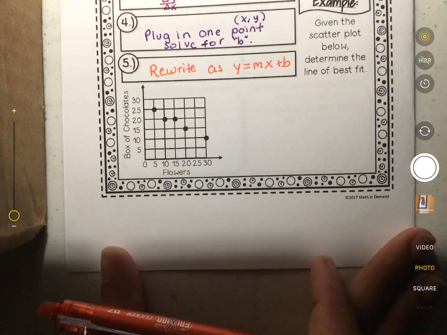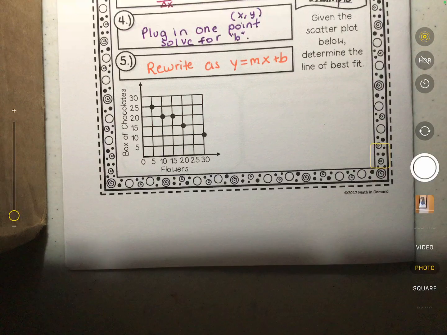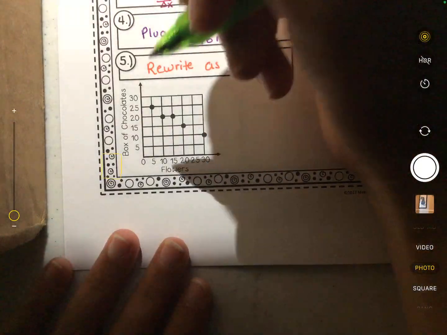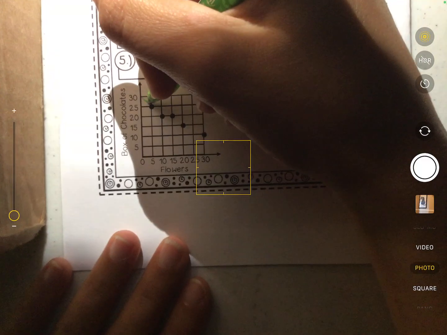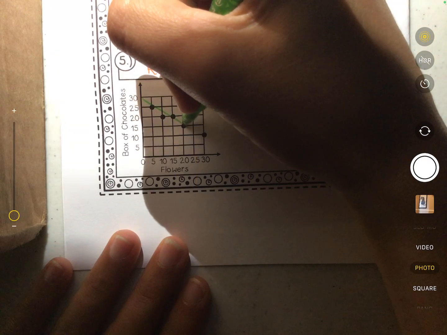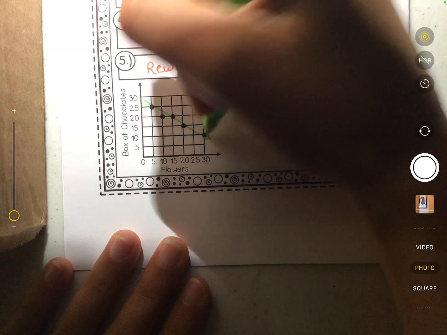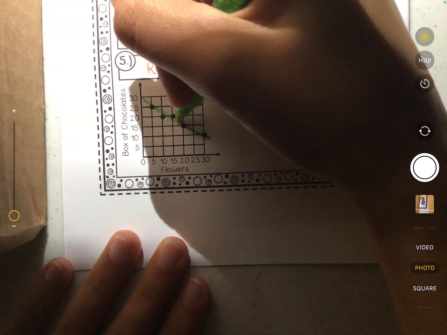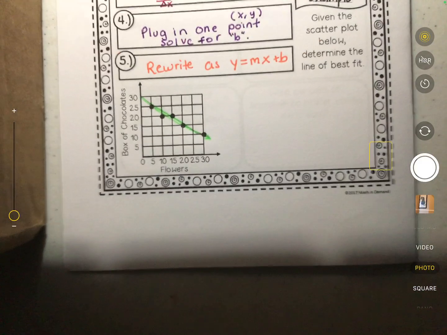Given the scatter plot below, determine the line of best fit. So the first thing I'm going to do is draw a line through these points with some points above them and some points below them. Okay, I'm going to try my best. I think if I draw like this, a little lower. Okay, there's my line of best fit.